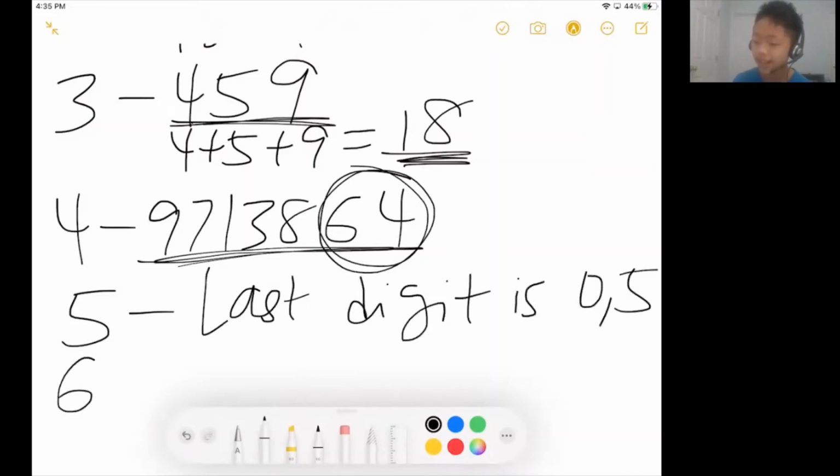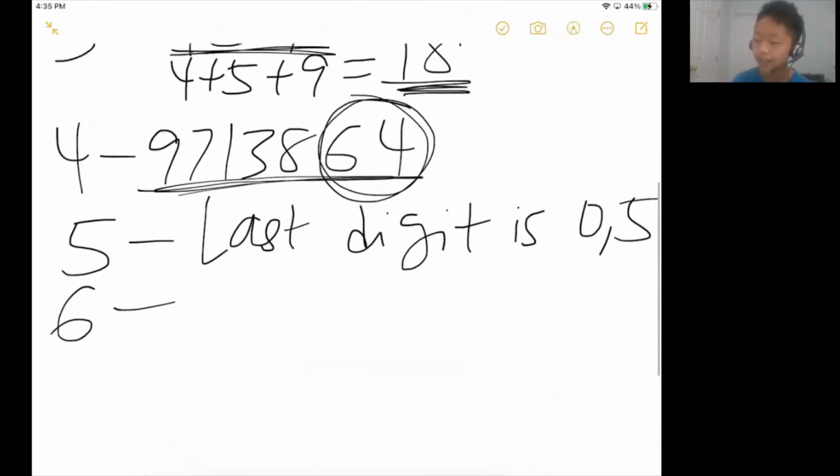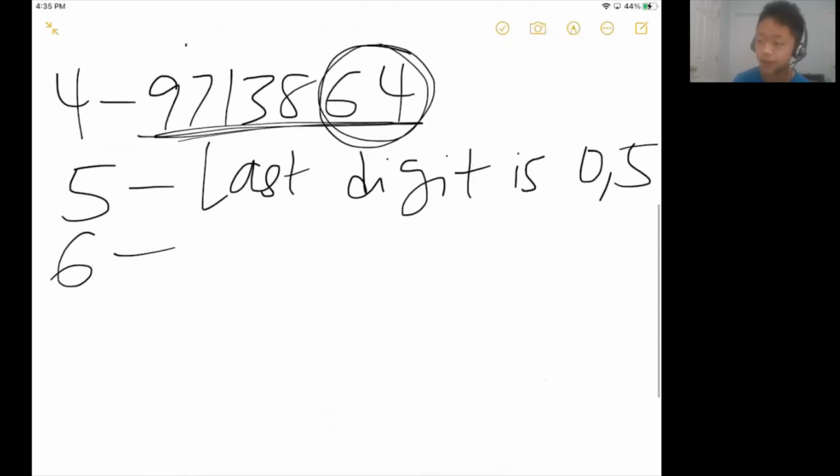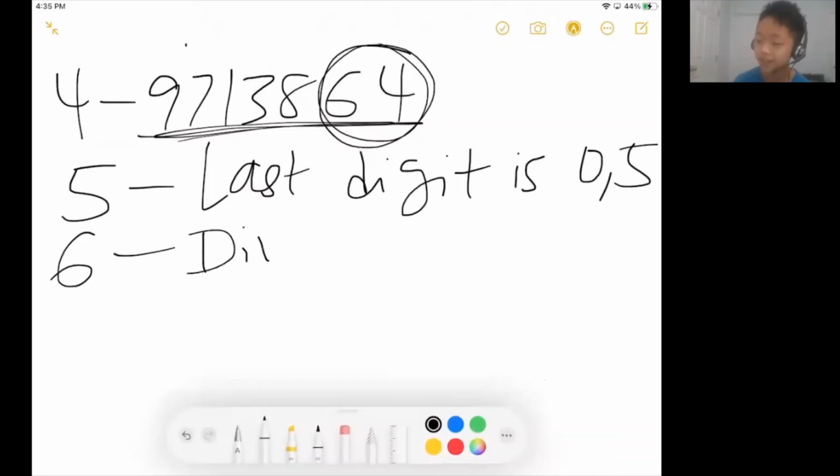And then let's look at 6. The divisibility rule for 6 is that if a number is divisible by both 2 and 3, then it's divisible by 6.